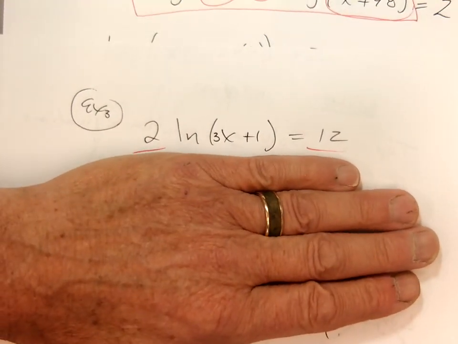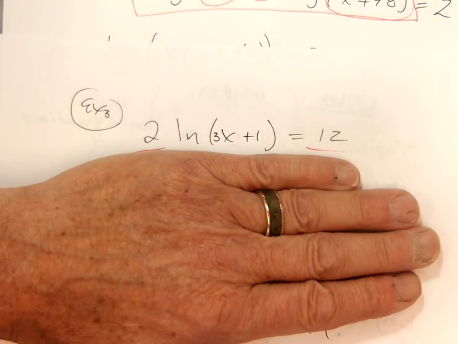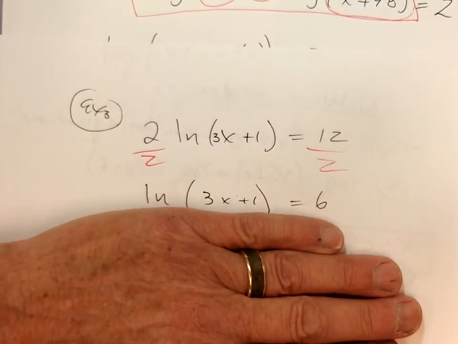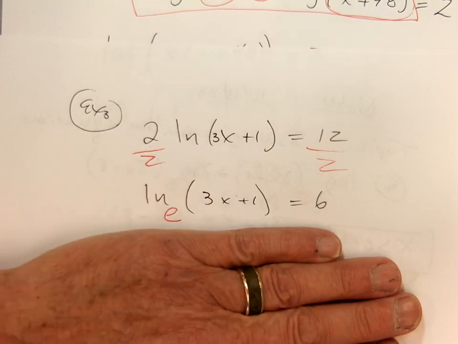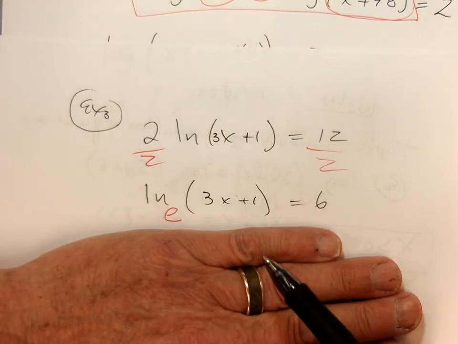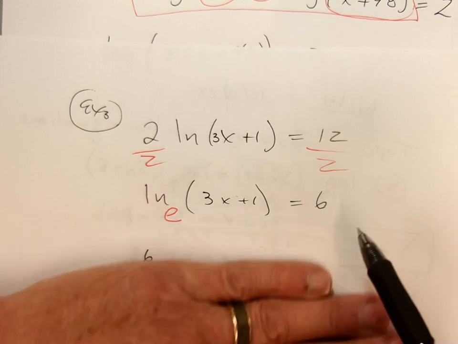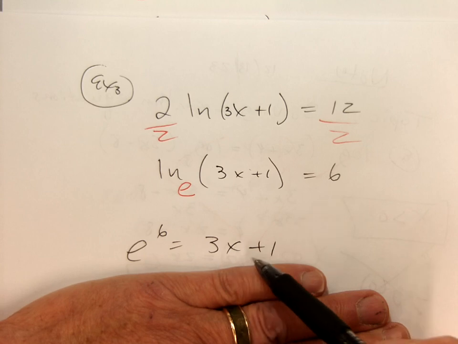It's going to be a natural log, but before I do anything, I better divide by 2, divide by 2. So I get 2 ln of 3x plus 1, divide by 2, I get a 6. And then ln is base e, so it's log base e. So I'm going to do the same thing I did in the last example, except base e. So I'm going to go e to the 6th power, changing from log form to exponential. e to the 6 equals 3x plus 1.